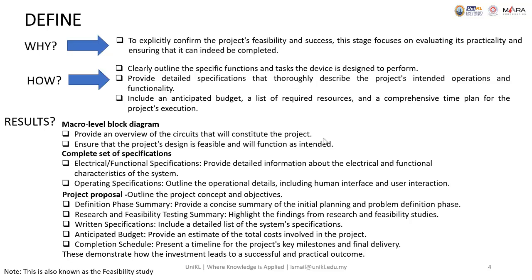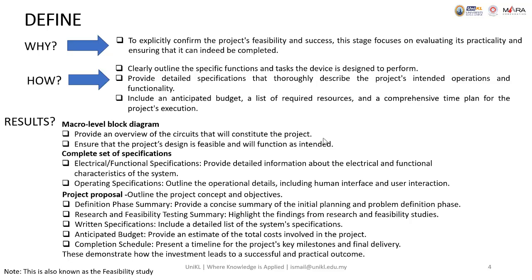And then another result could be the project proposal. Sometimes we call it the project feasibility report, or project proposal, which outlines the project concept and objective. So inside it we have a definition phase summary, which provides a concise summary of the initial planning and the problem definition phase, and of course it comes with the objective, and then the scope, limitations, and so on.